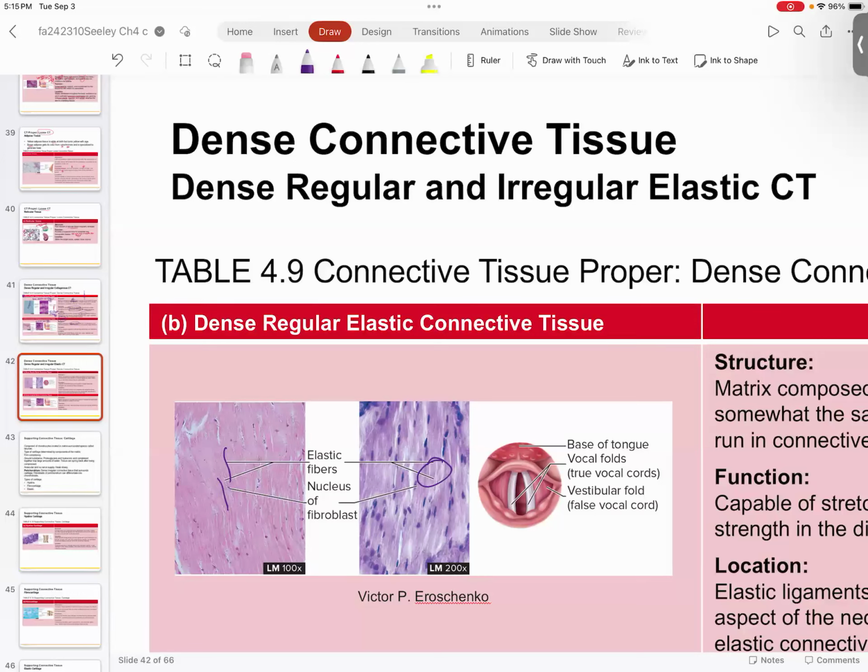So you're basically taking this dense irregular and dense regular tissue, but in this case, instead of loading it up with collagen, you're loading it up with elastic fibers, and that's giving you more of that flexibility. A good place to find that is in your vocal cords. Your vocal cords are basically elastic tissue, and they're designed to be a little malleable, right?